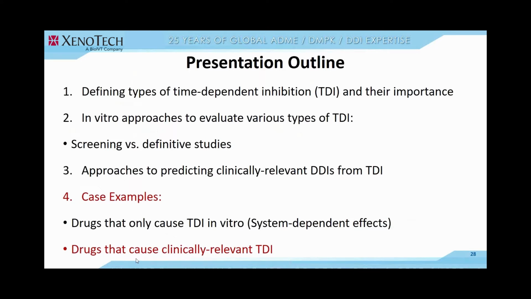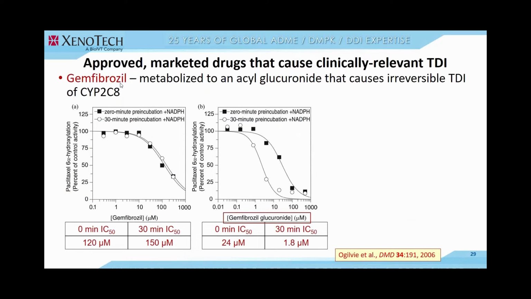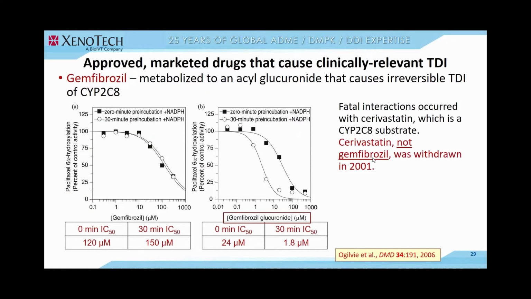Finally, drugs that can cause clinically relevant time-dependent inhibition. So these are approved marketed drugs, and gemfibrozil, I published this in 2006. This is a case where gemfibrozil itself inhibits CYP2C8 with relatively high IC50 values, 120, actually going up to 150 micromolar after 30 minutes of pre-incubation. But if you take the glucuronide, now you see an IC50 towards CYP2C8 of 24 micromolar, which drops to 1.8 micromolar after 30 minutes of pre-incubation.